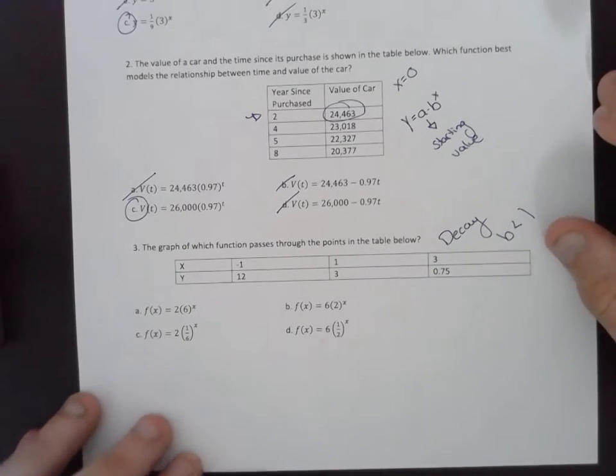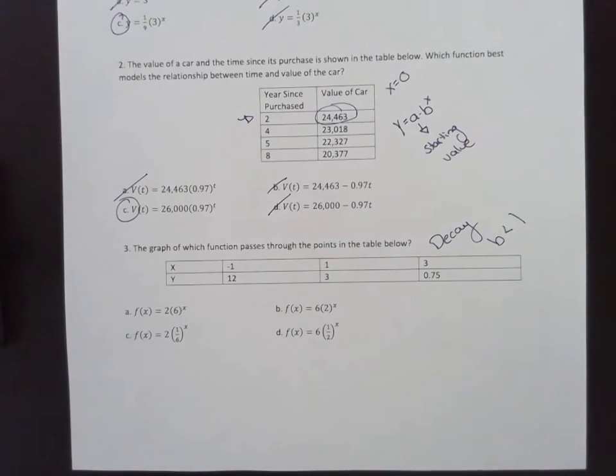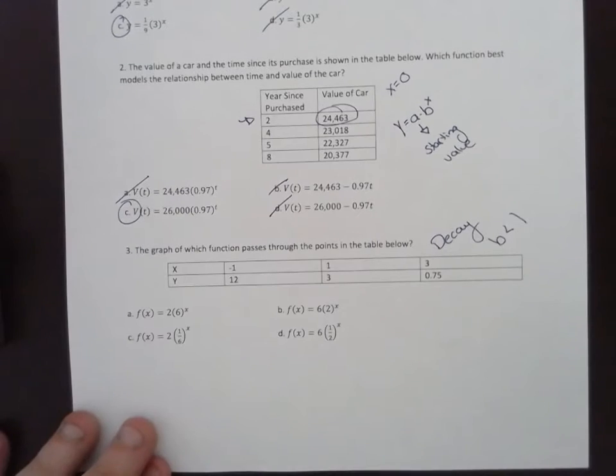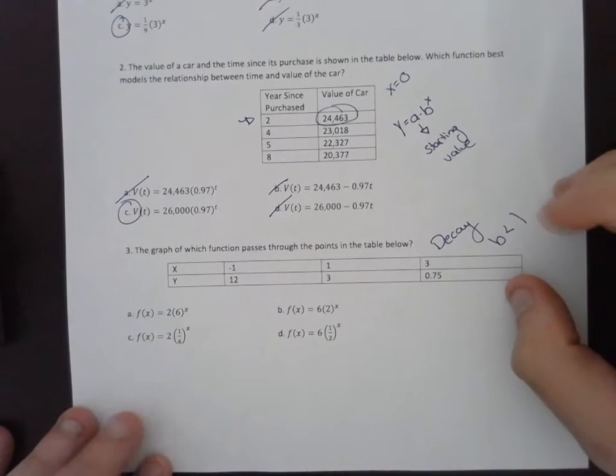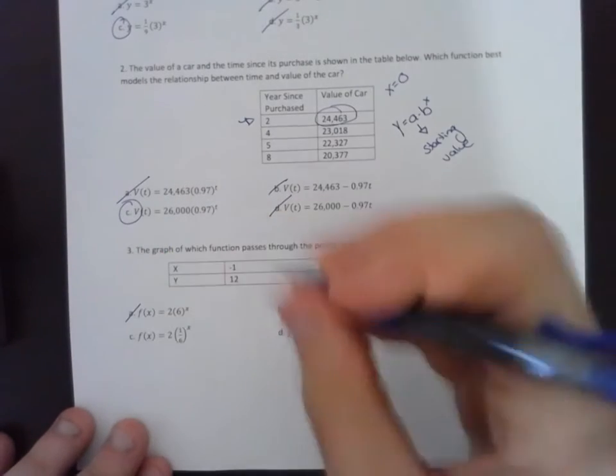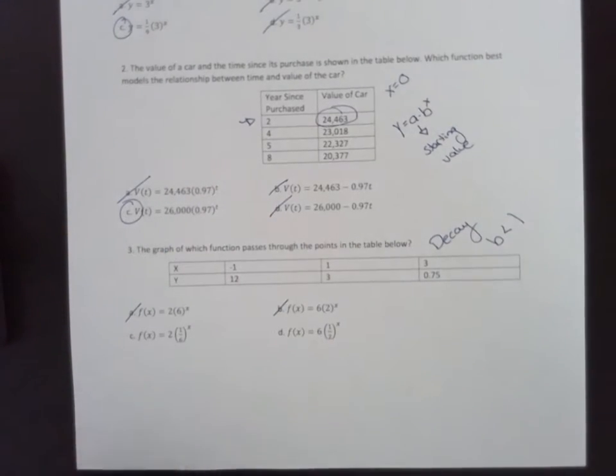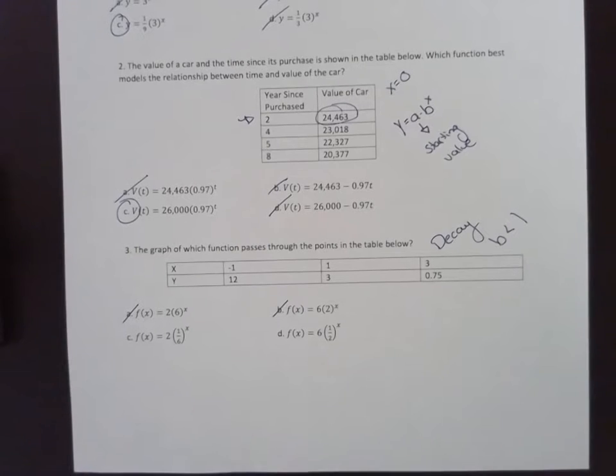So again, notice guys how I'm using annotation to really help myself get my thoughts onto paper. I'm not just trying to think it through, I'm writing everything down. So that means if I'm looking for a b less than 1, a and b are gone. A and b don't make sense whatsoever. I'm left with c and d. So c is 2 times 1/6 raised to the x power, and d is 6 times 1/2 raised to the x power.